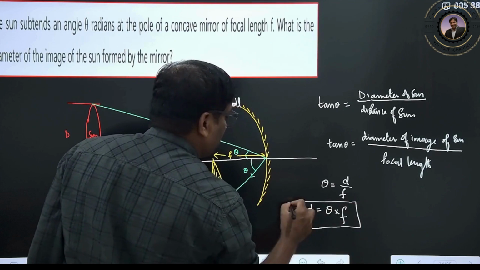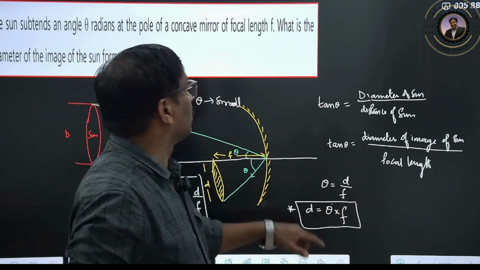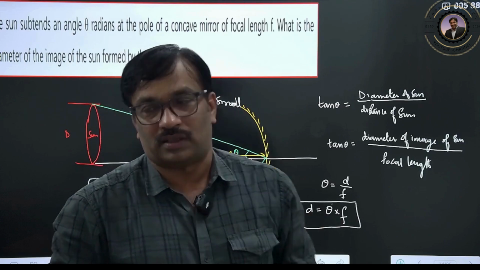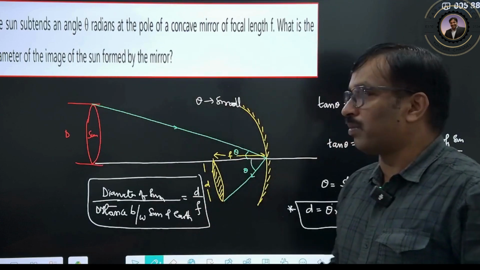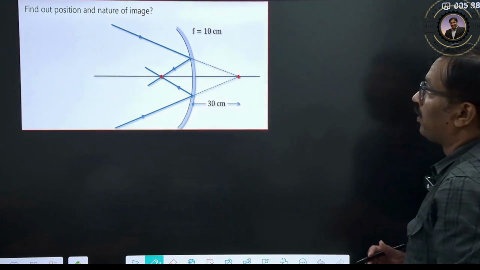If theta is given in terms of degrees, you have to convert it into radians. But he already gave radians, so theta into f will be your answer. Clear? It's a very simple question. Some good information you can get from it.